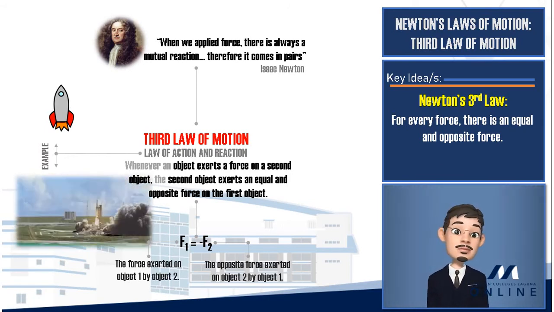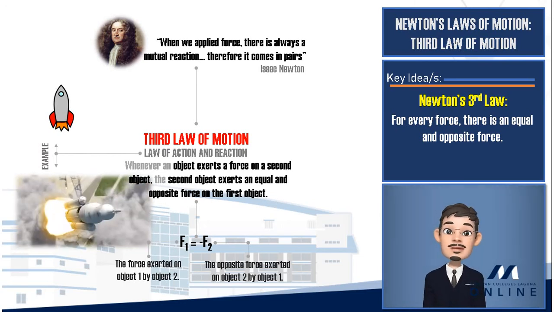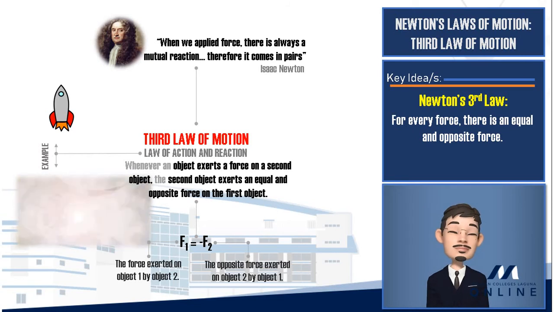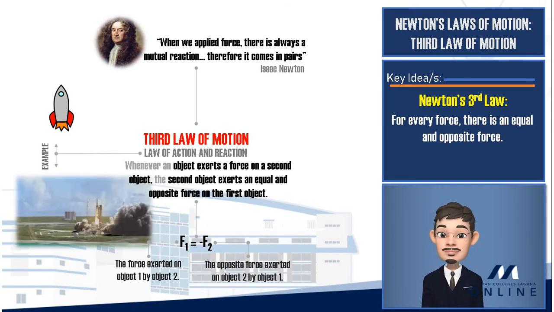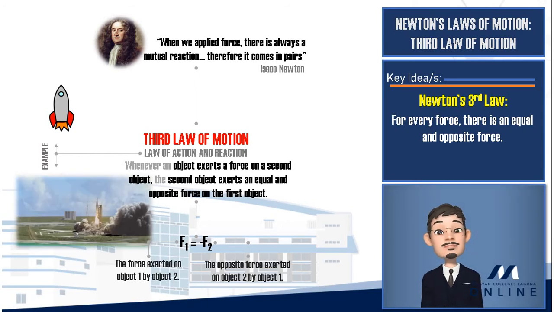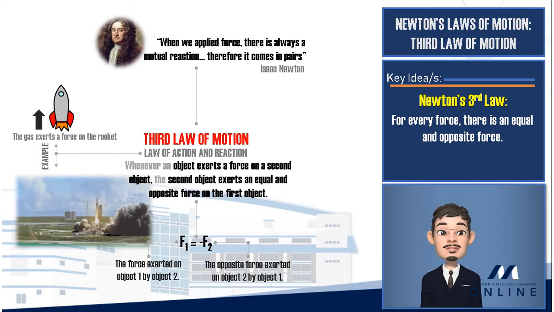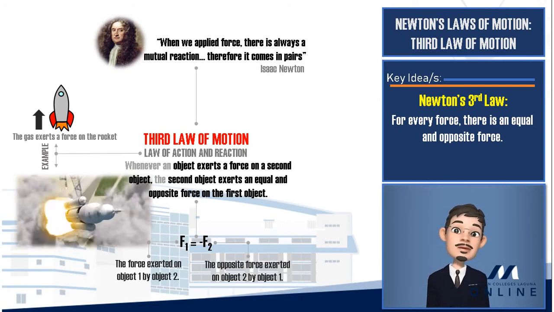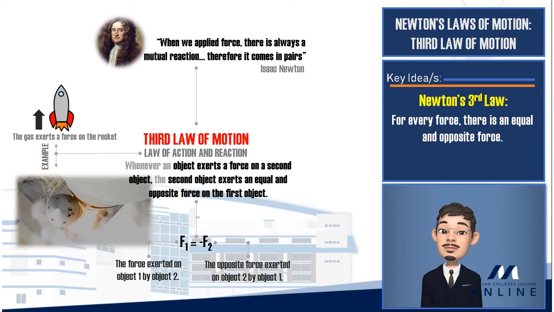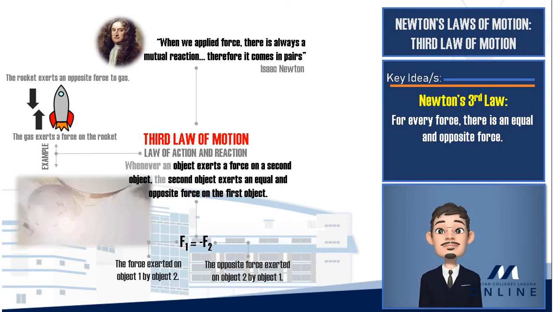A common misconception about this is on the launch. The exhaust gas pushes against the launch pad to accelerate the rocket. If this were true, then there would be no space travel because there is nothing to push against in space. The correct explanation is that the gas being forced backward by the rocket exerts a force on the rocket, and the rocket exerts an equal but opposite force on the gas.